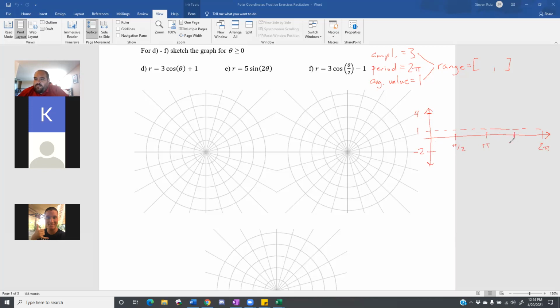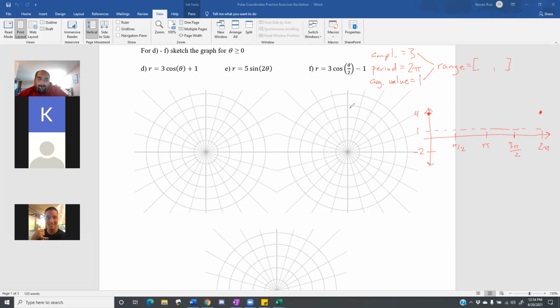Because cosine and sine both behave predictably. So this is a cosine wave, so where's it going to start? On the y-axis. Through 1? Oh, sorry. It's going to start at 4, because cosine of 0 is 1. So 3 plus 1. The period's 2 pi, so I know it's going to have to come back there.